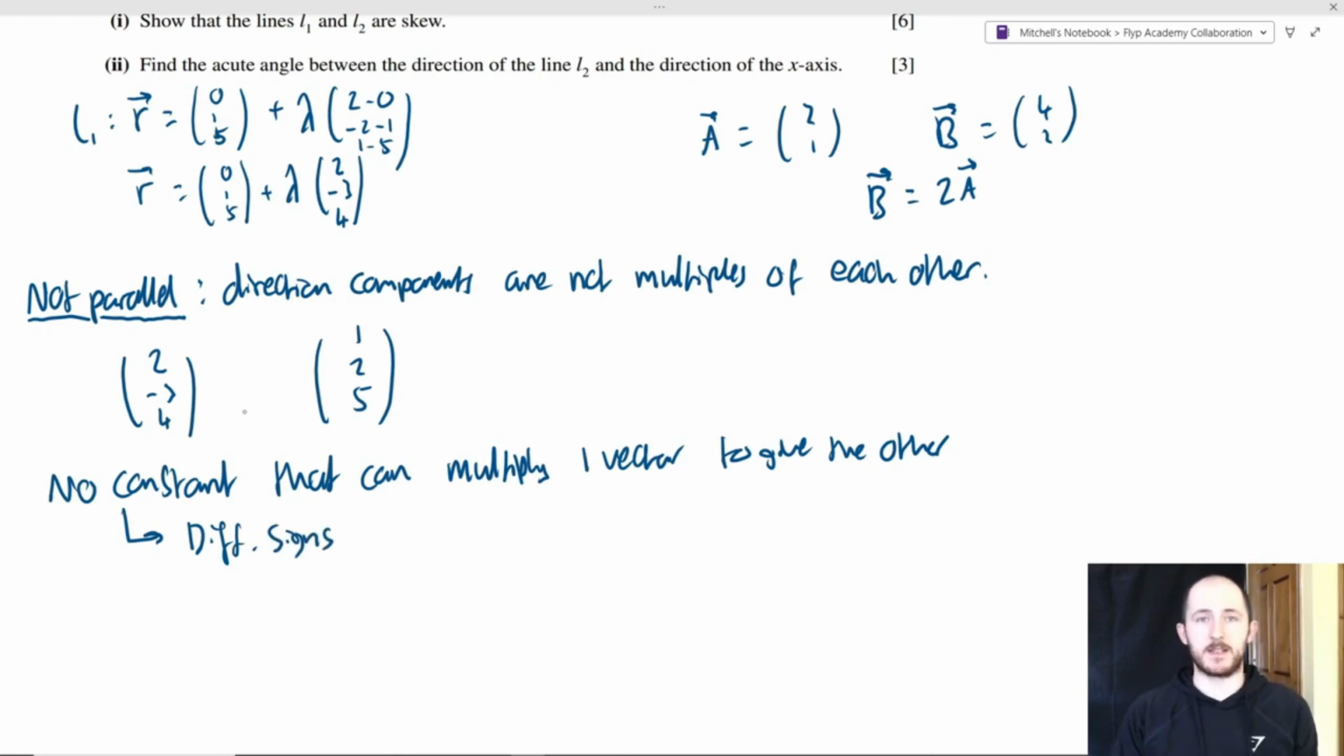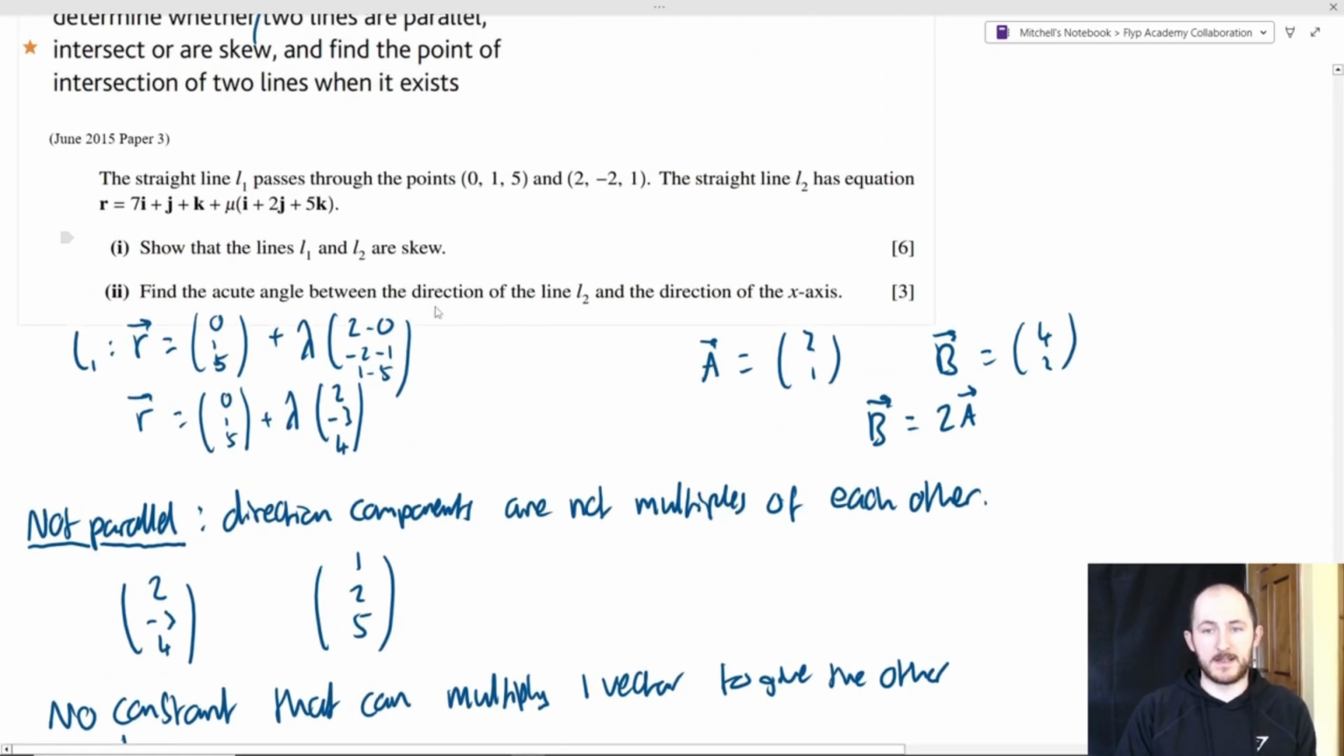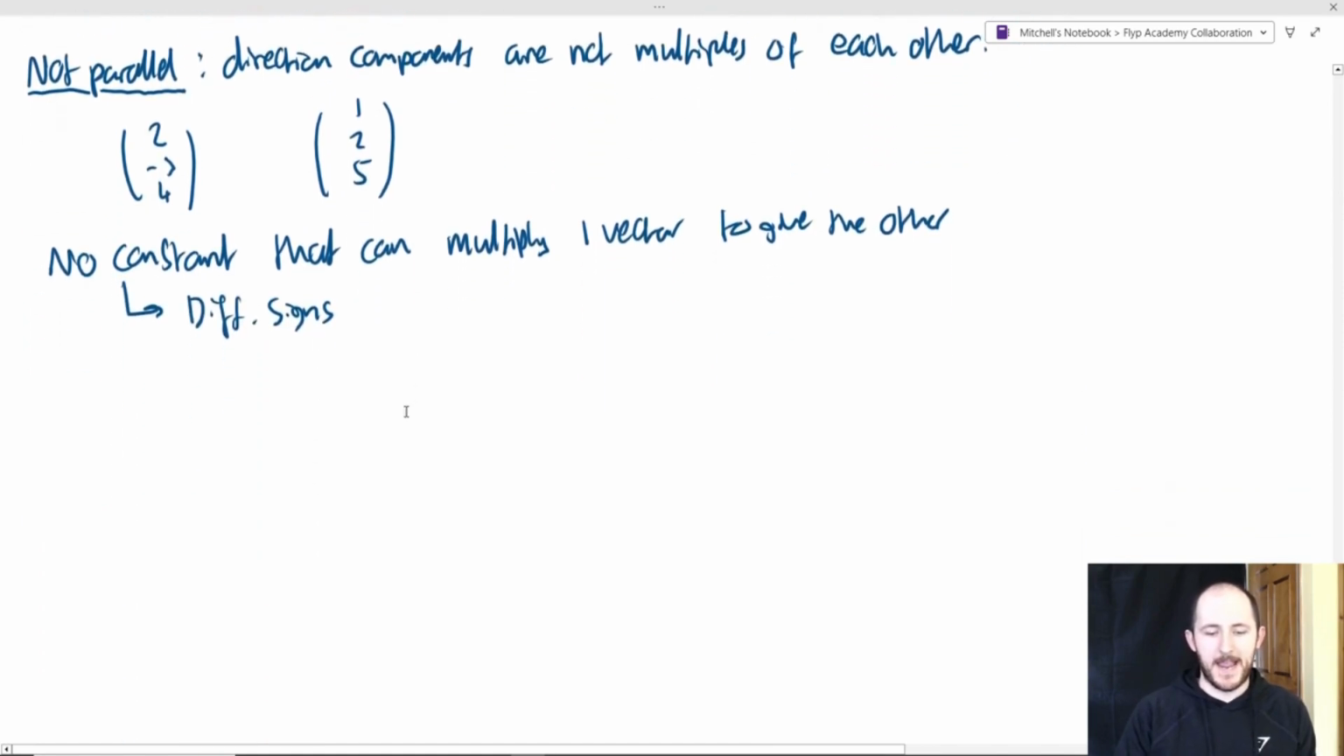So that was nice and easy. So to prove that two vector lines are parallel, all you need to do is look at their direction components and see if they're multiples of each other. If they are, good, they're parallel. Nice and easy, it'll probably be a 2-mark question. So, here's where things get way more interesting.